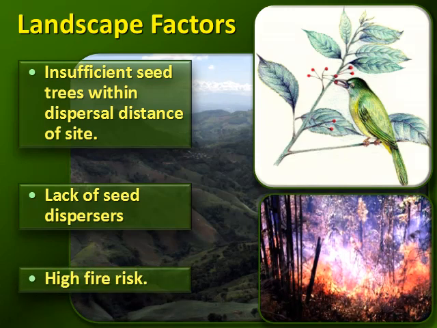I've also put fire into the list of landscape risks, because the landscape critical factors, because fire tends to come into these restoration sites from outside. So the amount of fire, the fire risk, is dependent on the amount of fire fuel in the landscape surrounding these restoration sites.